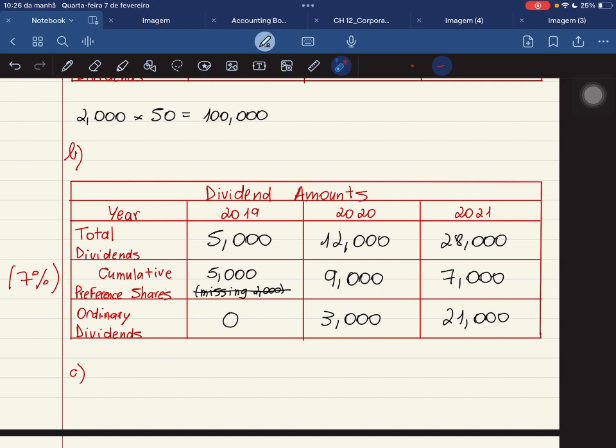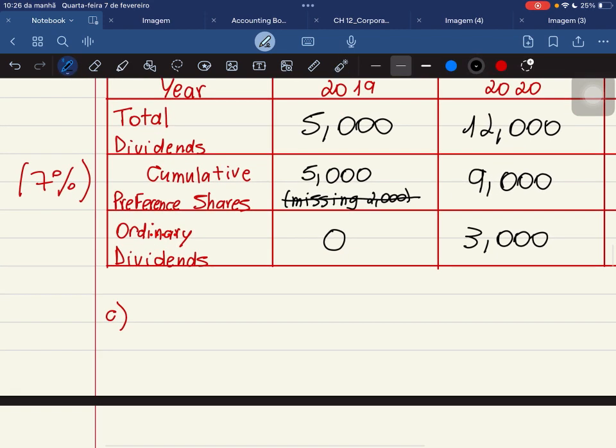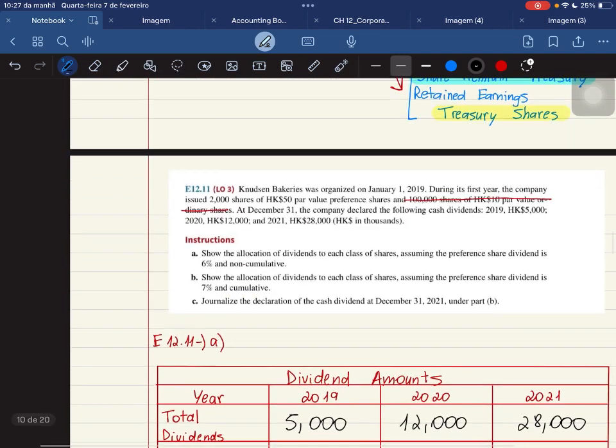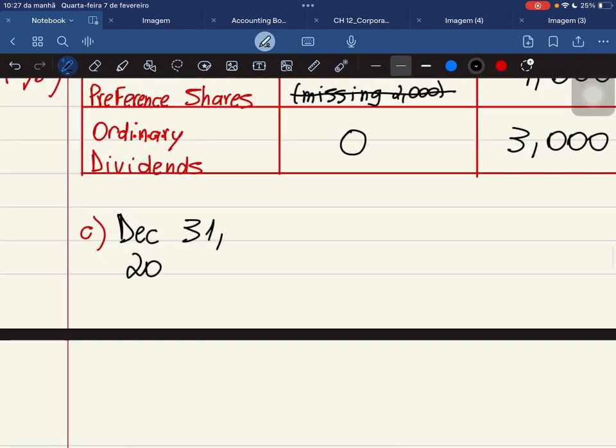Because from these cash dividends, you're going to distribute them, you're going to separate them into preference shares or ordinary shares. So you actually have to look at the total amount of 28,000. And since this is December 31st, you're definitely looking at the full amount. So what is the entry that you make when we declare cash dividends? Which year is that? That is 2021.